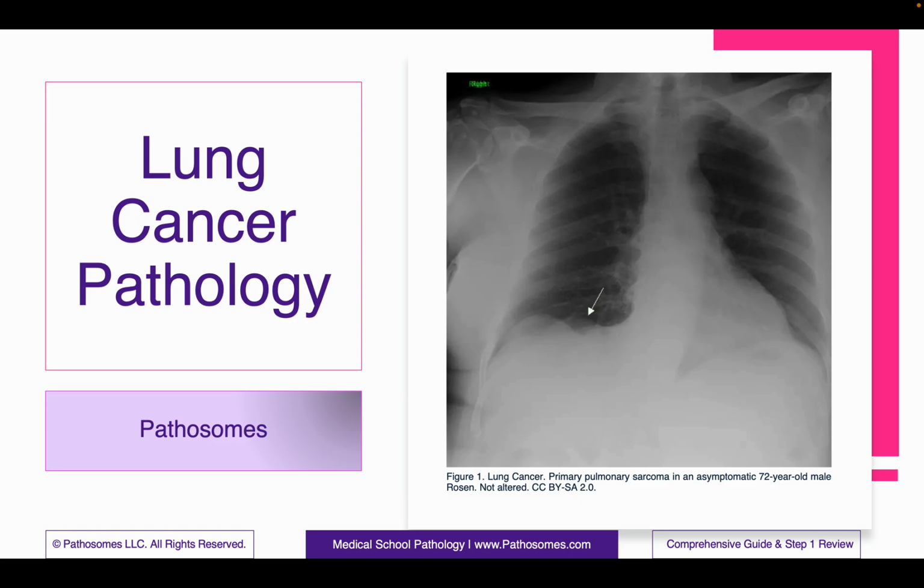Now, what's going on in this X-ray? Are you able to recognize what that arrow's pointing to? It's a pulmonary lesion of sorts. We're going to be discussing this and much more in this presentation on lung cancer pathology.